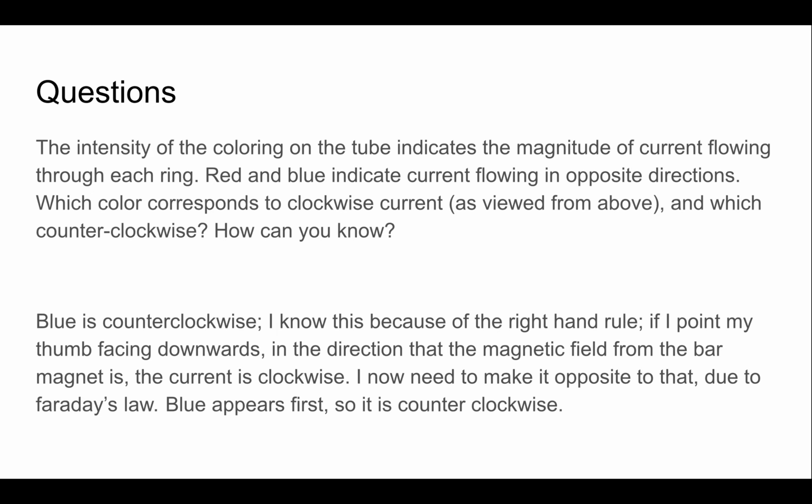So questions. The intensity of the coloring on the tube indicates the magnitude of current flowing through each ring. Red and blue indicate current flowing in opposite directions. Which color corresponds to clockwise current as viewed from above, and which counterclockwise? How do you know? So blue is counterclockwise, and I know this because of the right-hand rule. If I point my thumb facing downwards in the direction that the magnetic field from the bar magnet is, the current is clockwise. I know now that I need to make it opposite to that due to Faraday's law. So the blue appears first, so it's counterclockwise, and because red is in the opposite direction, it would be clockwise.